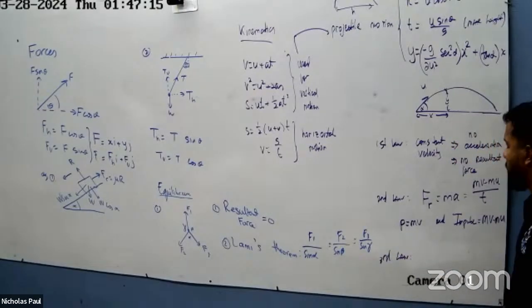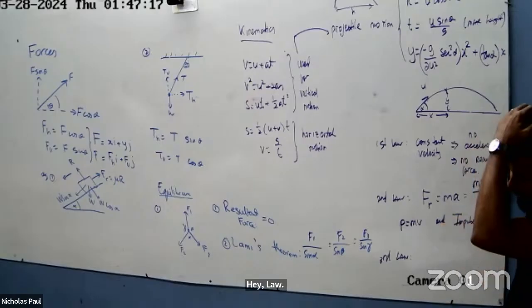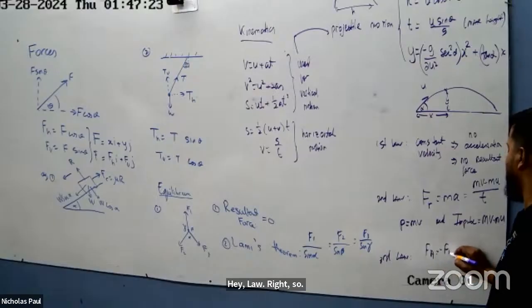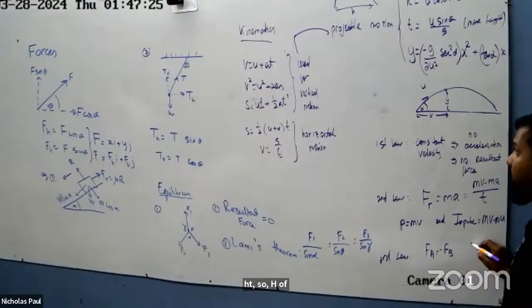Third law, right? Third law is like connecting particles. F of A is equal to F of B. Those are the connecting particle questions.